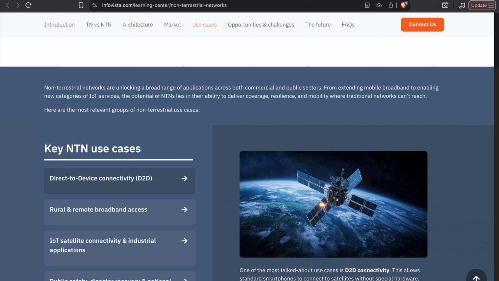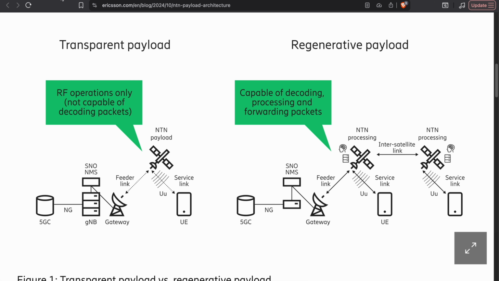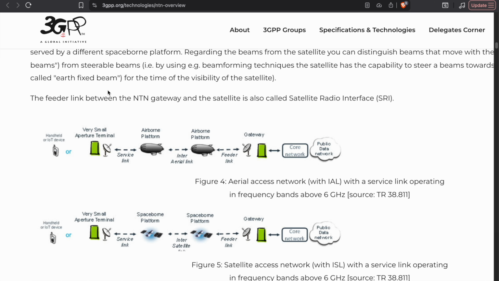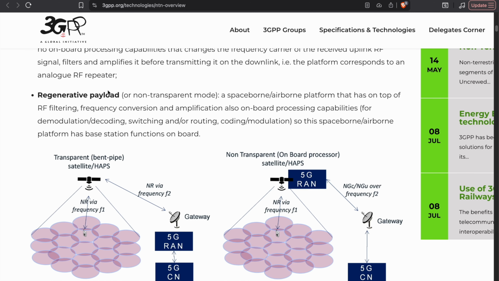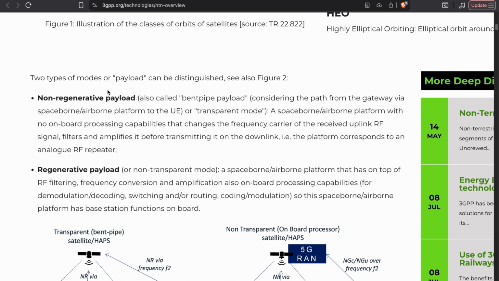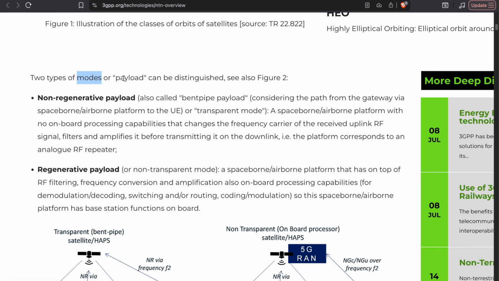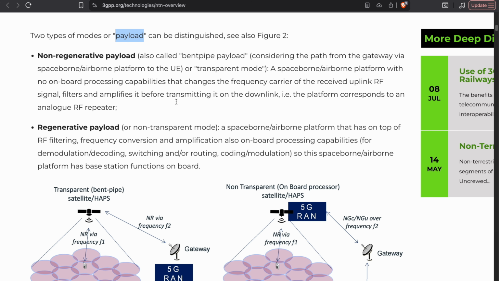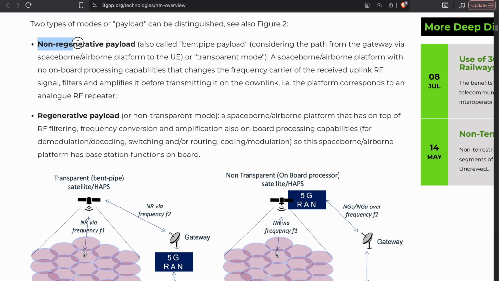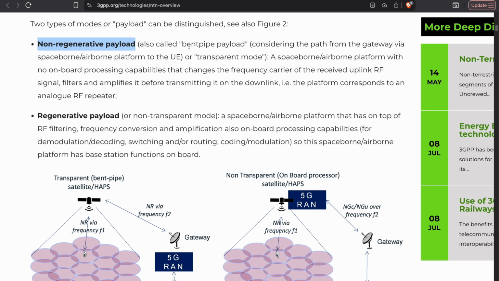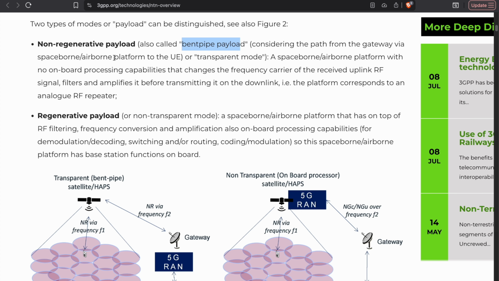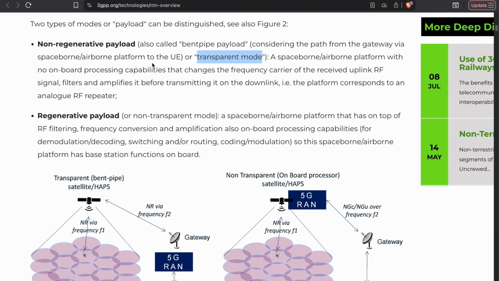And also, if you go on this 3GPP page, it says non-terrestrial networks have two modes, or they are divided basically based on payload. The first one is the non-regenerative payload mode, or we call it bent pipe payload. We also call it transparent mode. So all of these things refer to the same thing.